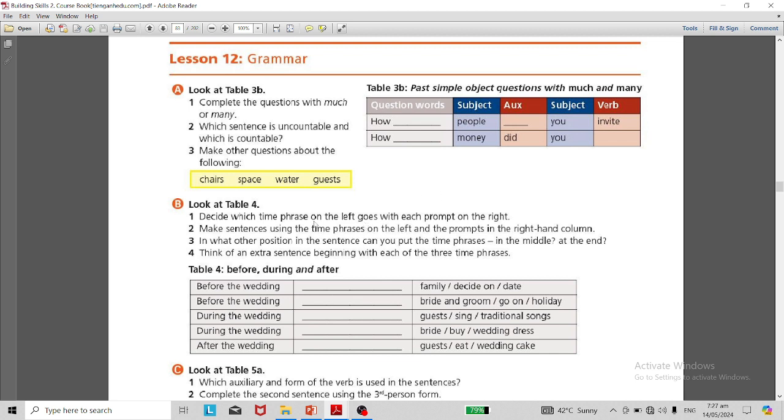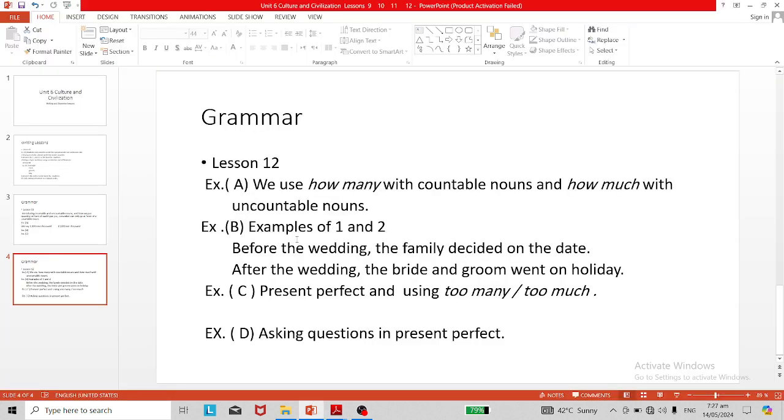Exercise B, look at table 4, decide which time phrase on the left goes with each prompt on the right. You have to match. Also here I will give you an example to show you. Examples of 1 and 2. Before the wedding, the family decided on the date. After the wedding, the bride and groom went on holiday. So I've matched these two examples for you as examples.